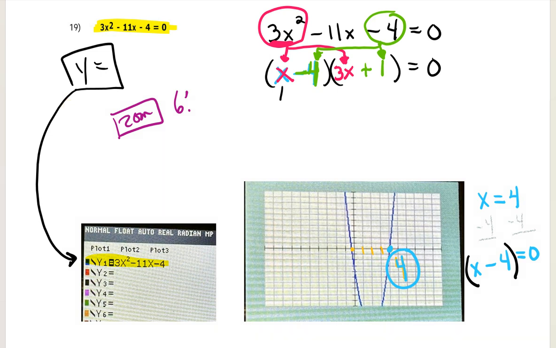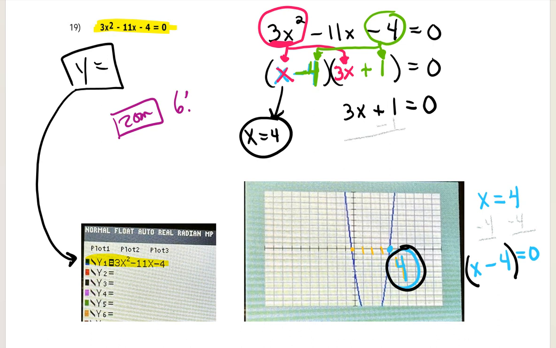So I already know that this one right here is x is equal to 4. That's what I see right here in the graph. And then the other one is, well, when does 3x plus 1 equal 0? So I would subtract the 1 on both sides. That gives me 3x is equal to negative 1. And then divide off the 3. Because remember, 3 over 3 cancels out, I'm left with x is equal to negative 1/3.